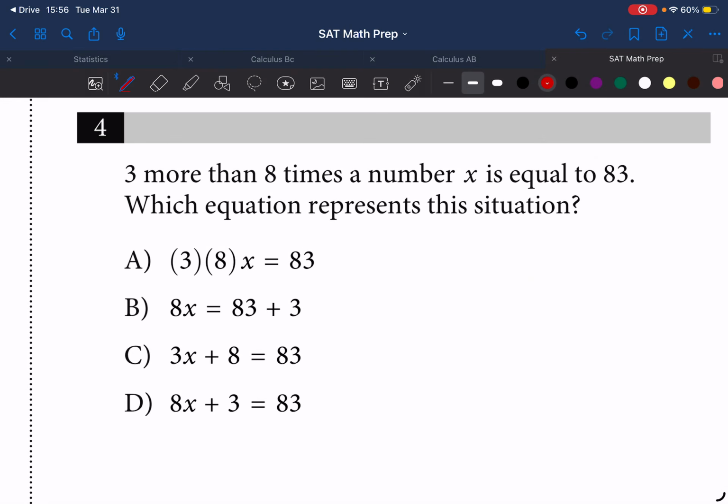Okay, let's look at some more examples for SAT math prep. So we have 3 more than 8 times a number x is equal to 83. Which equation represents this situation?